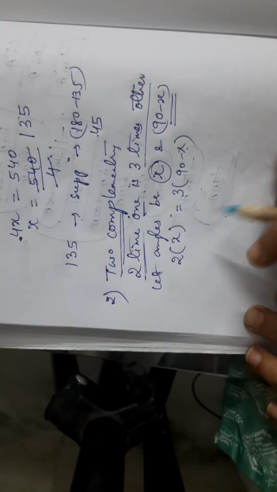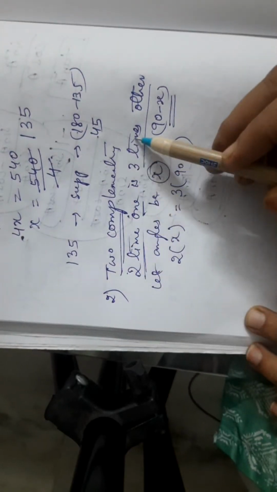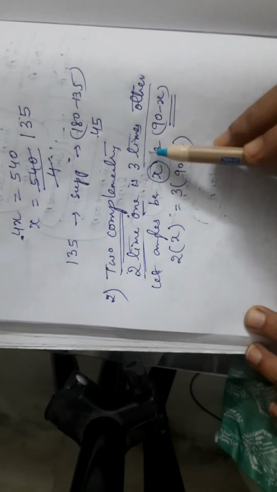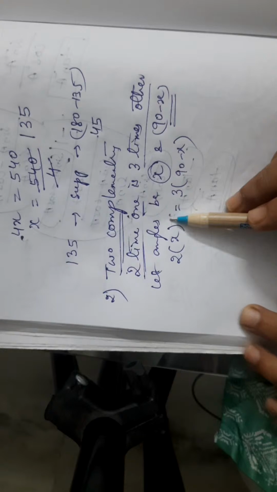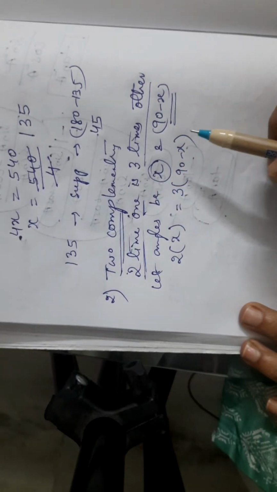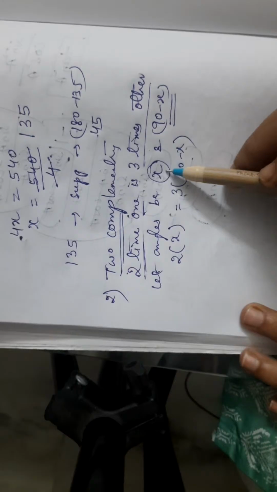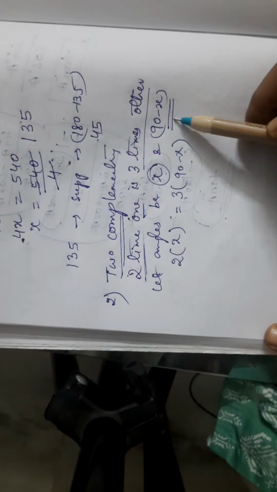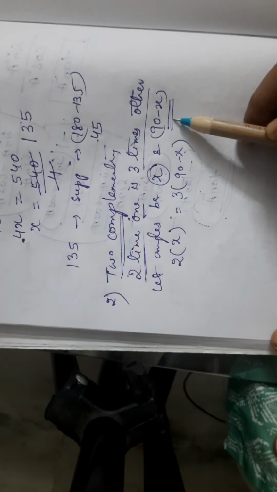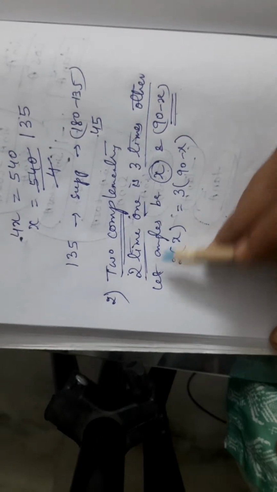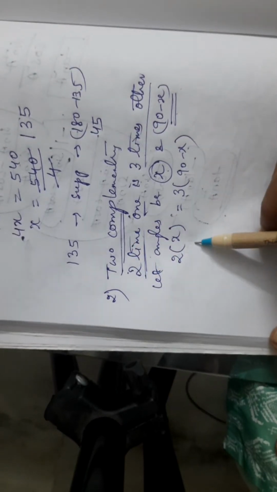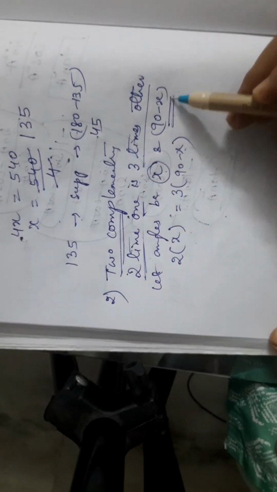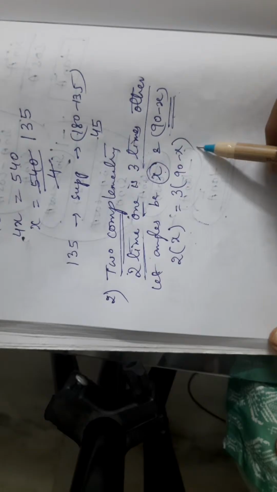Repeating once again, here it is given two complementary angles and the condition is 2 times one is 3 times the other. Find the angles. So we'll consider, let the angles be x and 90 minus x. As they are complementary angles, the second is 90 minus x. As per the condition, 2 multiplied by x is equal to 3 times the next angle, that is 90 minus x.